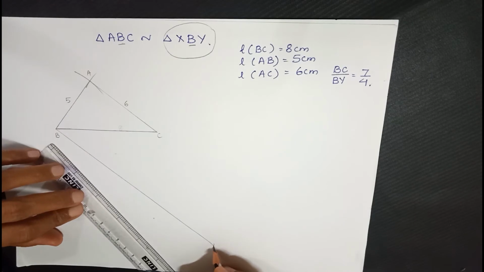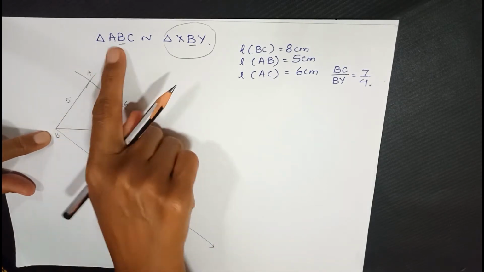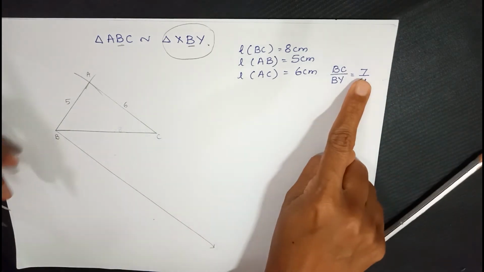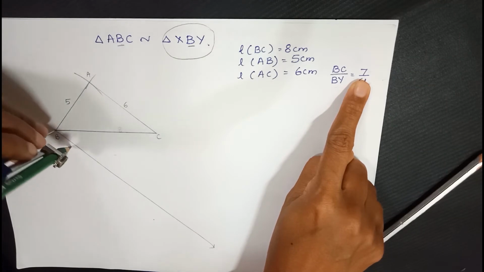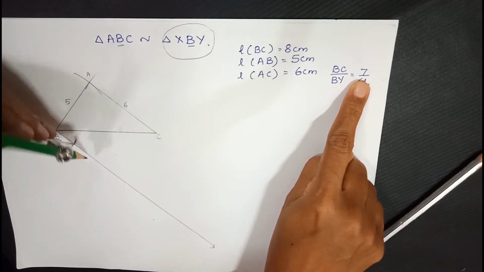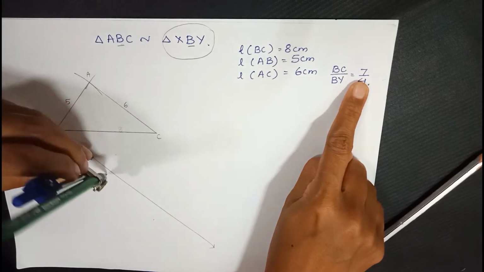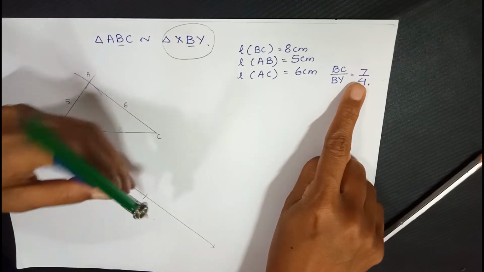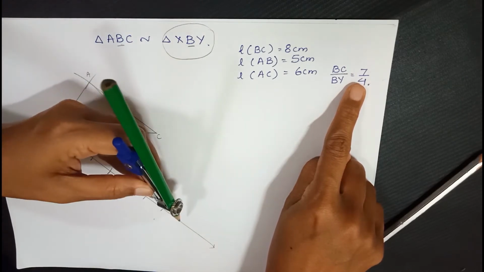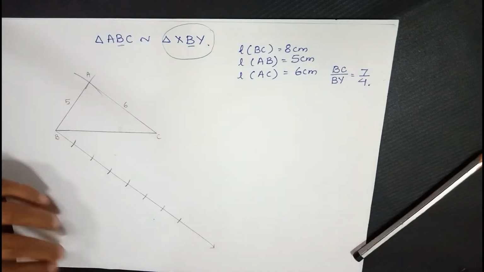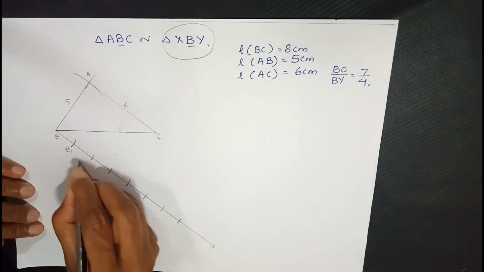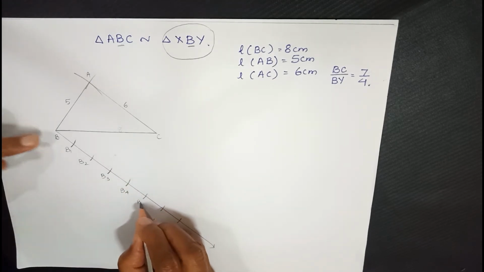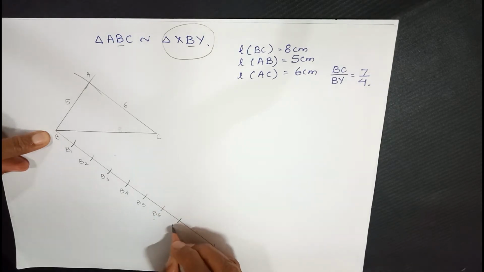So we construct a ray from the common vertex, that is from B. And then, whichever is the bigger number, that many arcs we have to cut. So the number is 7. So we cut 7 arcs. 1, 2, 3, 4, 5, 6, and 7. Next we label them B1, B2, B3, B4. I am giving it the same vertex for better understanding.